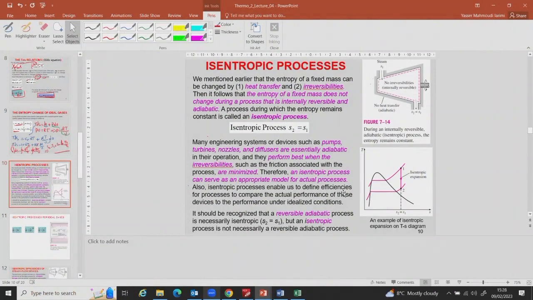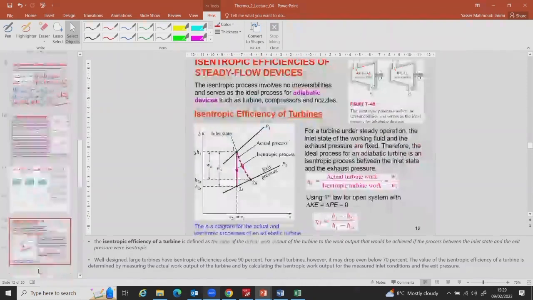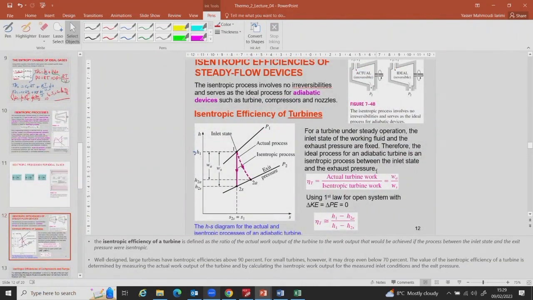S2 is equal to S1, only when adiabatic and reversible. These are isentropic relations, guys. We will use them a lot while we're dealing with gas power cycles. These formulas are for ideal gases. You will be given these in the exam as a formula sheet, but we use them a lot while we're dealing with the gas power cycles.